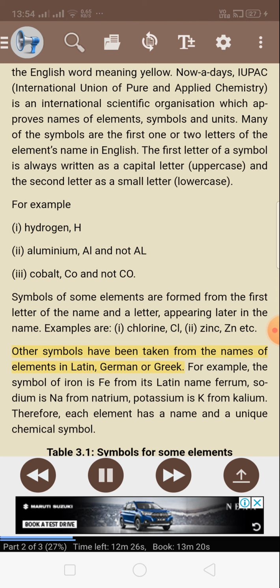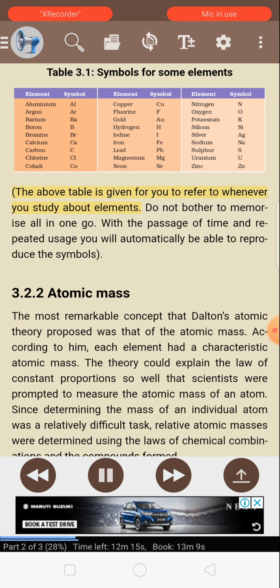Other symbols have been taken from the names of elements in Latin, German, or Greek. For example, the symbol of iron is Fe from its Latin name ferrum, sodium is Na from natrium, potassium is K from kalium. Therefore, each element has a name and a unique chemical symbol. Table 3.1, symbols for some elements. The above table is given for you to refer to whenever you study about elements. Do not bother to memorize all in one go. With the passage of time and repeated usage, you will automatically be able to reproduce the symbols.